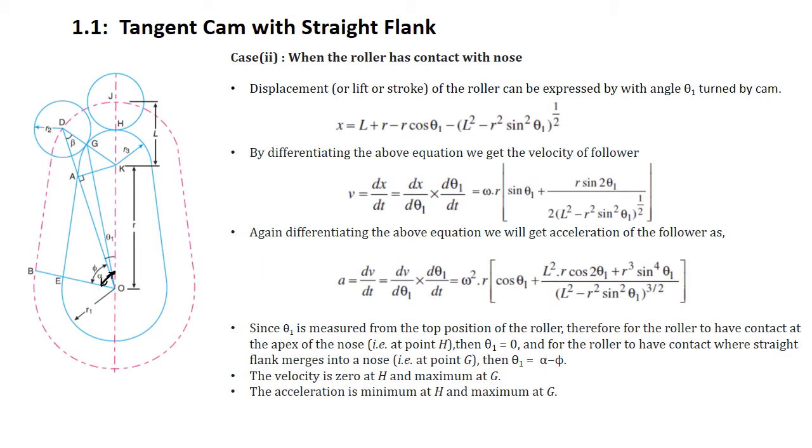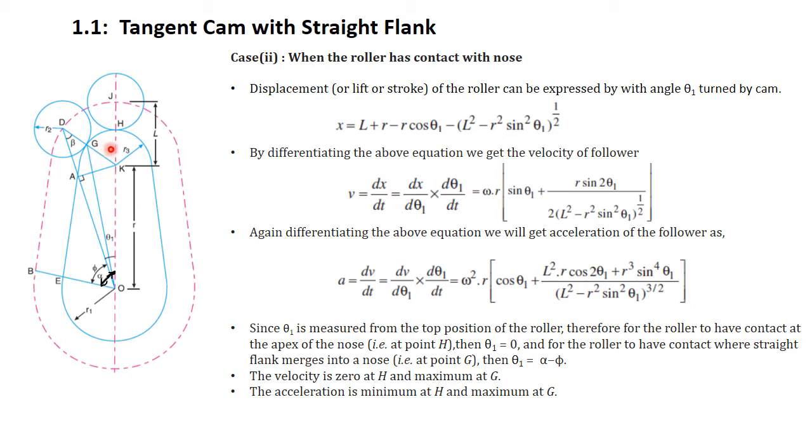Now coming to the next analysis, that is the follower motion on the surface of the nose. When the roller moves on the surface of the nose, it has a different motion than on the surface of the flank. So let us understand this in more detail. Before going to analyze, let us go through some of the terms which we are going to use for the analysis.